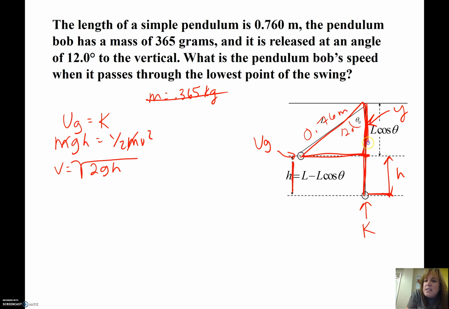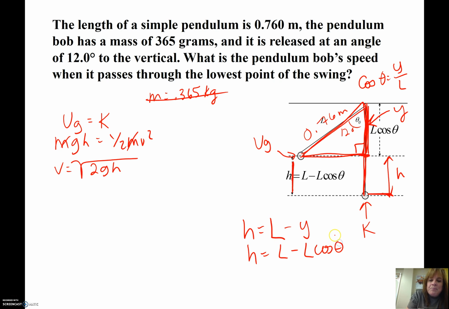If I find out what this little piece of the triangle is, and I subtract it from my total L, I could get h, right? H here is the difference between the total length of the string, L, my 0.76 meters, and this little segment, which is the cosine side of my triangle. So we'll call that y. Cosine of theta would be y over L, right? The hypotenuse of this right triangle is L. So that means that my height is L minus L cosine theta.